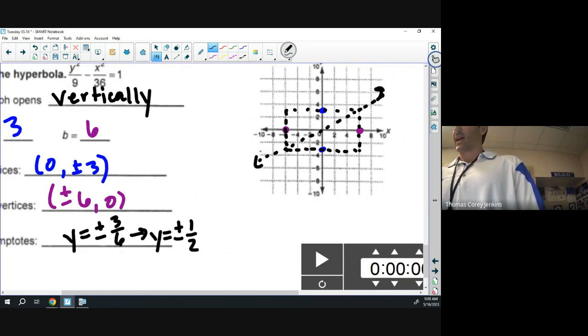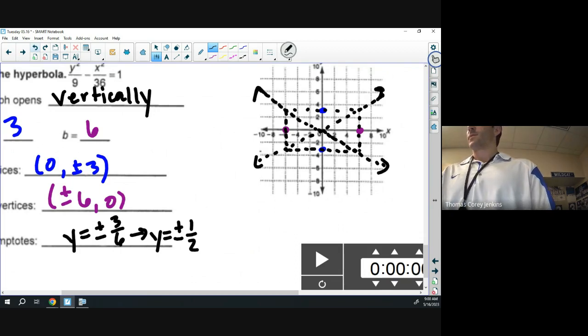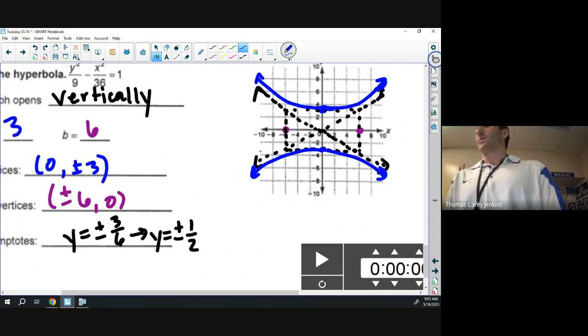So again, just making my guidelines here, which are my asymptotes, which I screwed up there. Let's try that again. I got off course there. Okay, and then I'll just use my guidelines to help me graph, and that'll be it. So just hug up to those dashed lines. And that gives us a pretty good sketch of what this graph looks like.